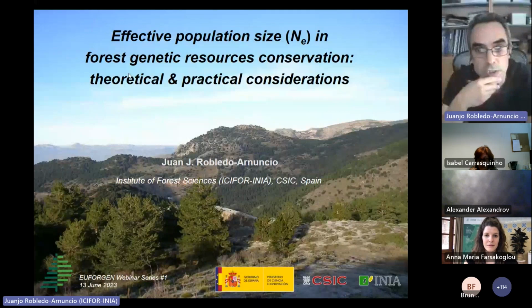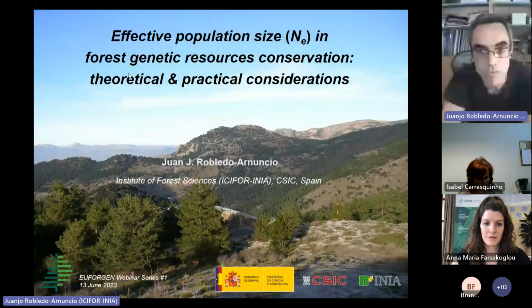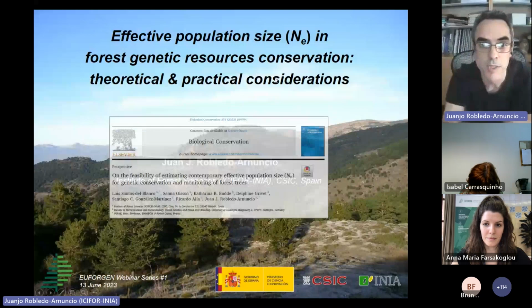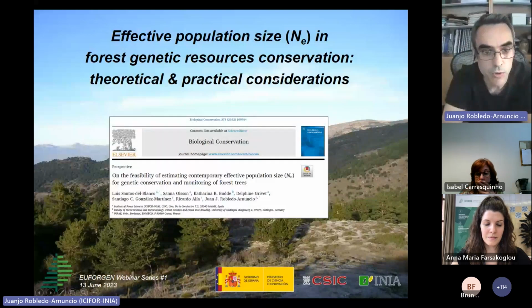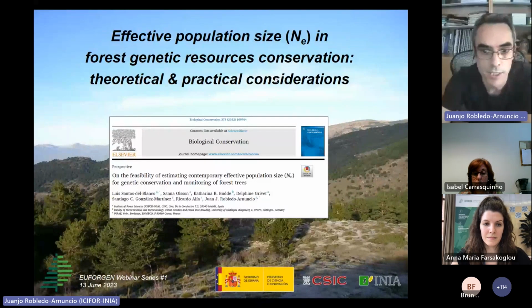So what I'm going to do first is to make some general theoretical considerations on what is effective population size and why it can be useful in conservation genetics. And then I will discuss practical questions related with the estimation of effective population size in realistic demographic settings that are typical for many of the species of trees that we work with. So my presentation is based largely on a paper that we published last year, co-authored with Luis Santos del Blanco and other colleagues at INIA, at INRAE, and at Nottingham University.